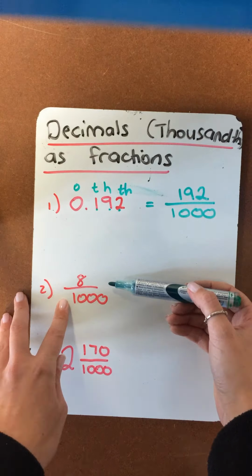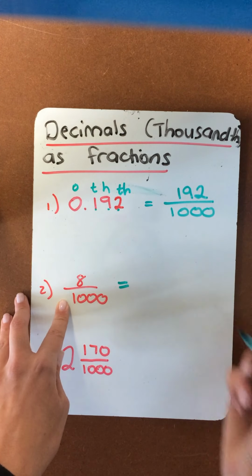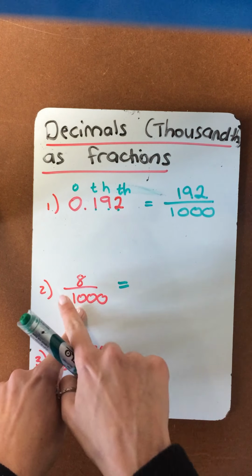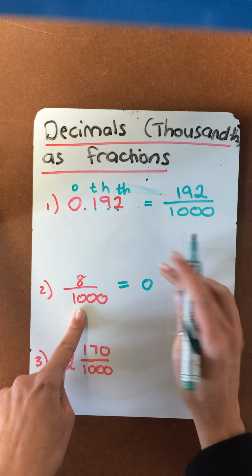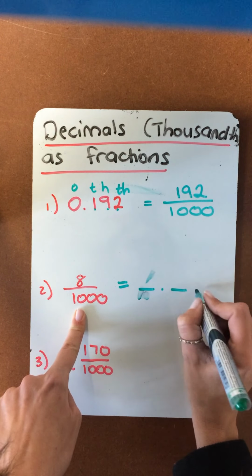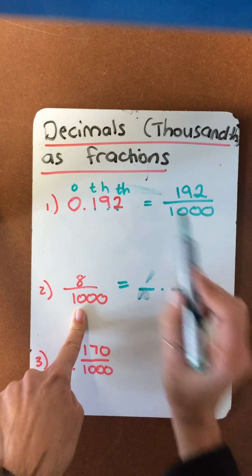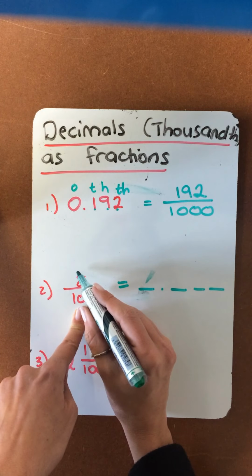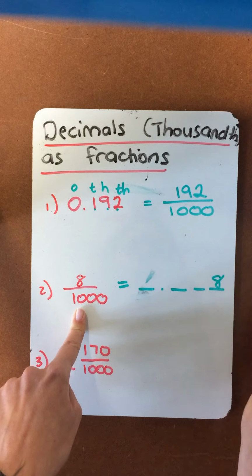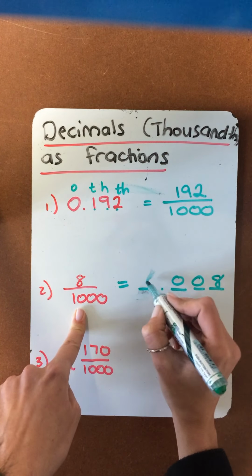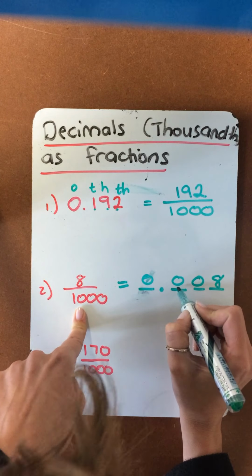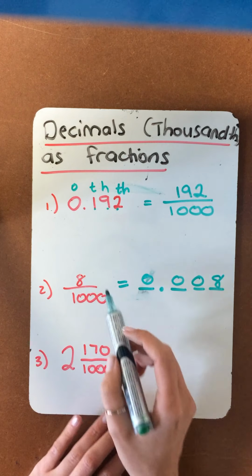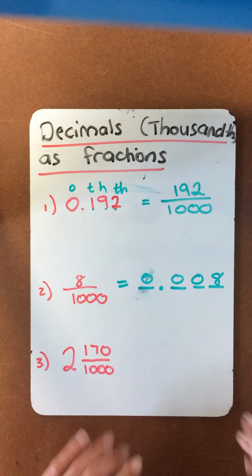Sometimes you'll be given a fraction, 8 over 1,000, and we need to change it to a decimal. I look at my denominator. That's my first step. My denominator is 1,000, which means I'm going to have numbers up until the thousandths position, which is 1, 2, 3 positions after the decimal. Right. So my 8 goes in the thousandths place. And then I fill up the rest of the spaces with zeros, 0.008, because I only have 8 at the top here. So that's how I would change 8 over 1,000 into a decimal.